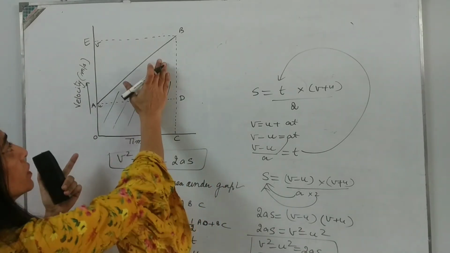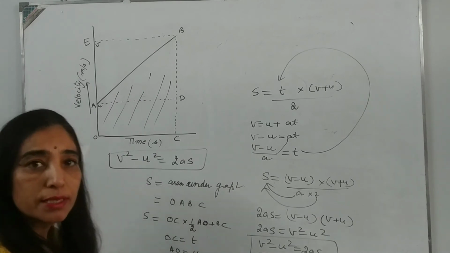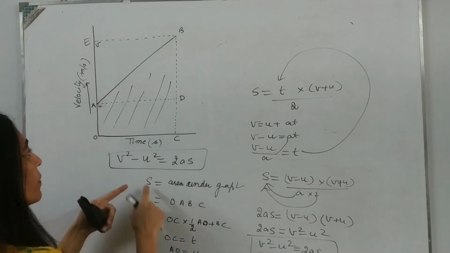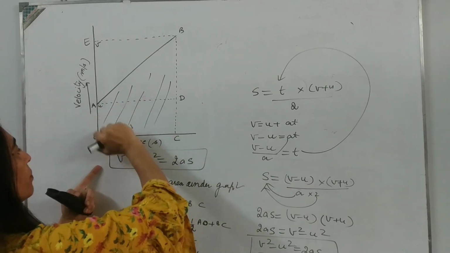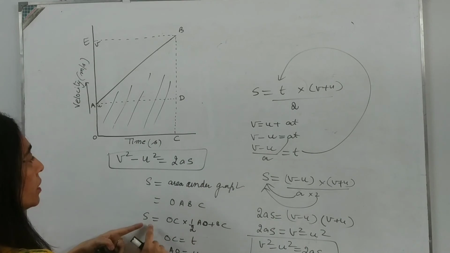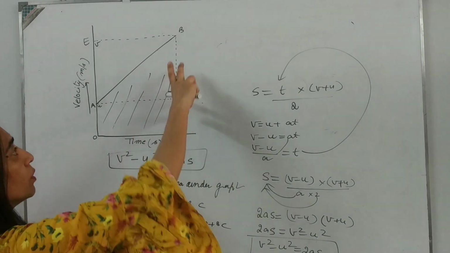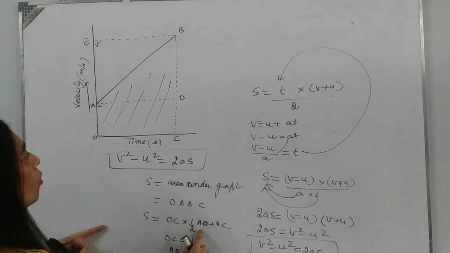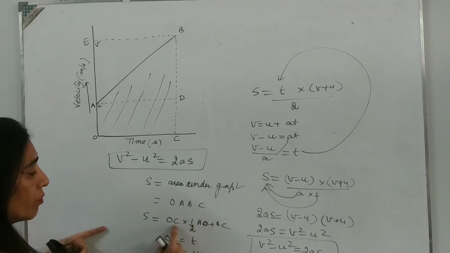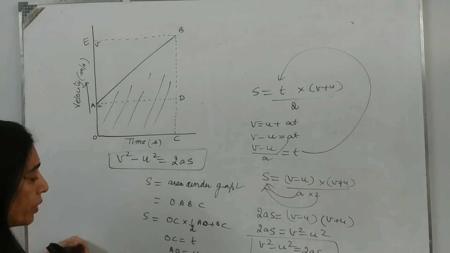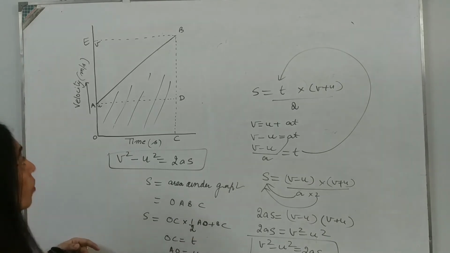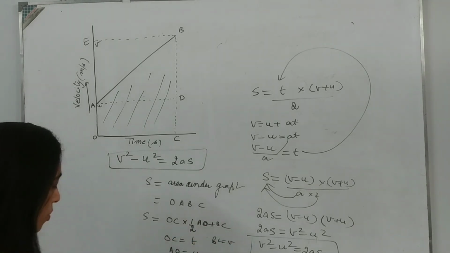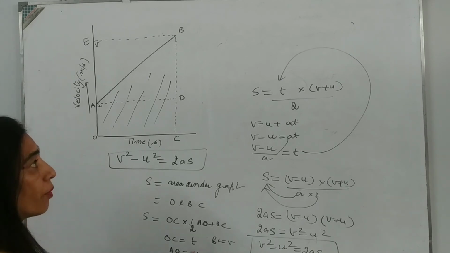Once more. The area under the graph gives us an idea about the displacement covered by the object. So displacement is the area of trapezium OABC. This is height into half of base 1 plus base 2, OC into half of AO plus BC. OC is equal to T, AO is equal to U, and BC is equal to V, so we substitute the values. So this will be T into U plus V upon 2.